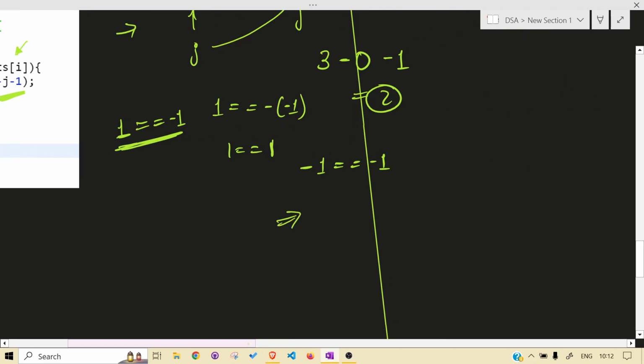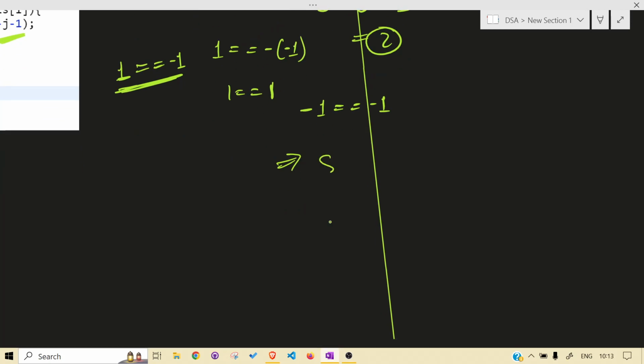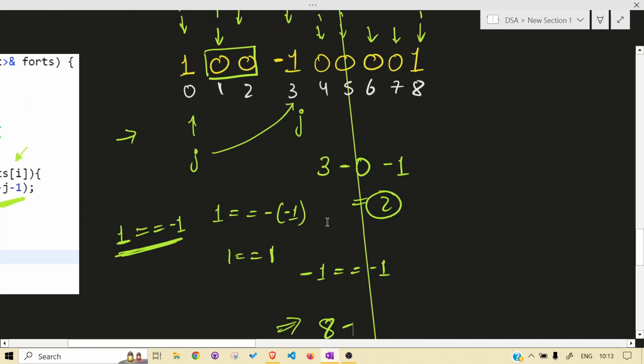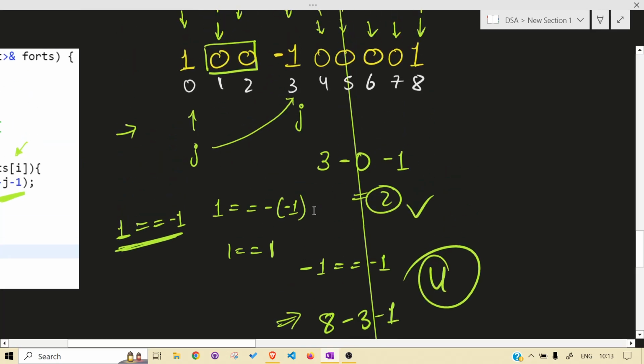Let's get right into it. Where were we? Yeah, 8 minus 3 minus 1. 8 minus 4, it's 4. So which is greater, 4 or 2? 4. So we will return 4.